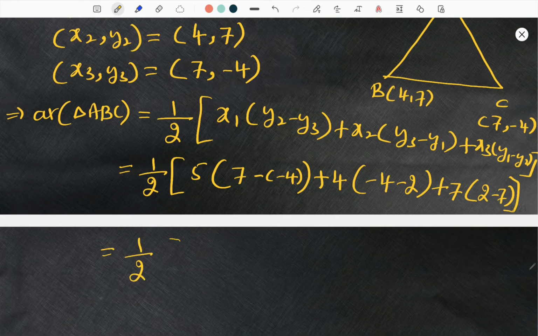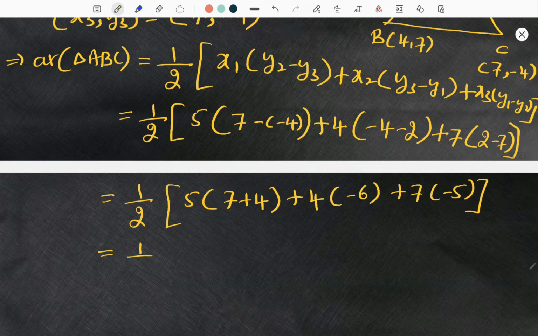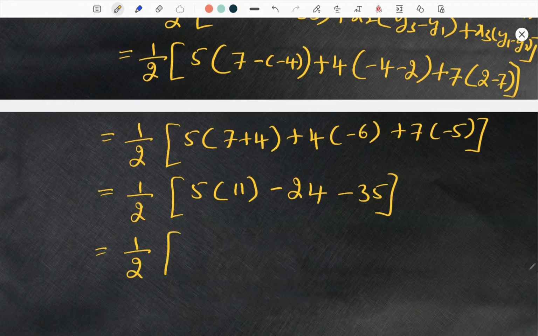Alright, so then it becomes 1 by 2 bracket 5 bracket 7 plus 4, plus 4 bracket minus 6, plus 7 bracket minus 5. Then moving forward, it becomes 1 by 2 bracket 5 bracket 11, minus, 4 into minus 6 is minus 24. Then 7 into minus 5 is minus 35. So then it becomes 1 by 2 bracket 5 into 11 is 55. Then minus 24 minus 35 means ultimately minus 59.